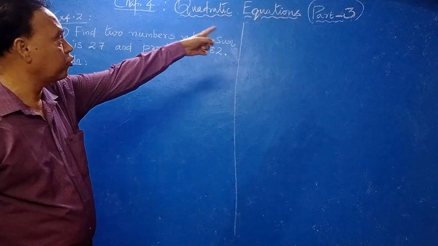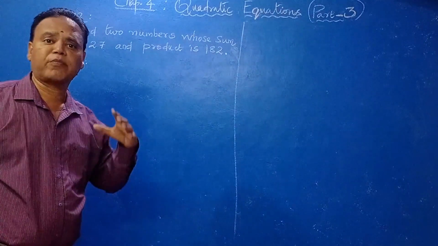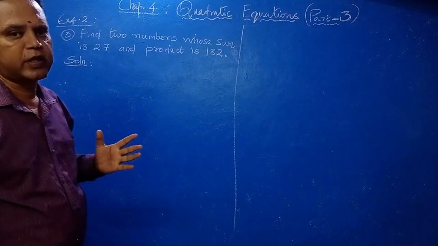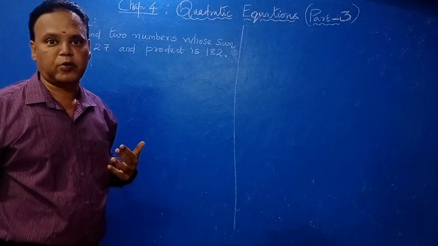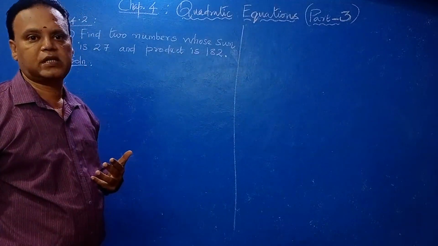Chapter 4 Quadratic Equations Part 3. See, in Part 2 we have seen some verbal problems. So in Part 3 also we are going to see some more verbal problems. Very important for CBSE exam.